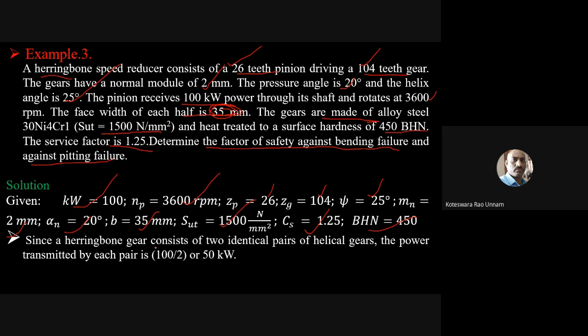Since herringbone gear consists of two identical pairs of helical gears, the power transmitted by each gear is, like we discussed, we have to take half of that power. In the problem given 100, so we need to divide that one by 2. Therefore, each gear has to transmit only 50 kilowatts. So now we have to take 50 kilowatts power, and based on that you need to design.